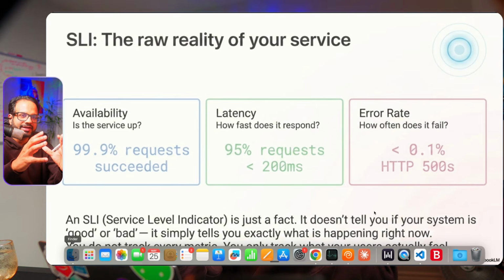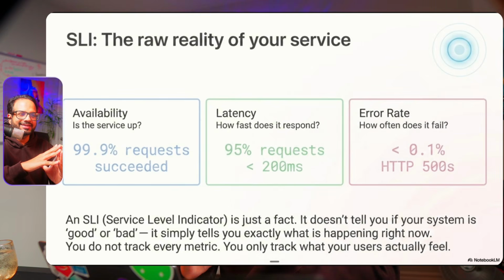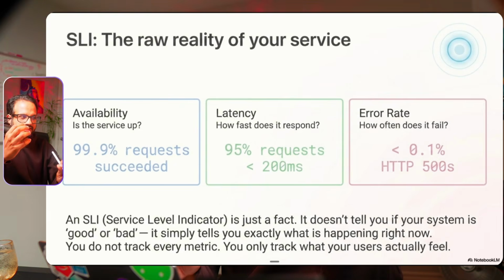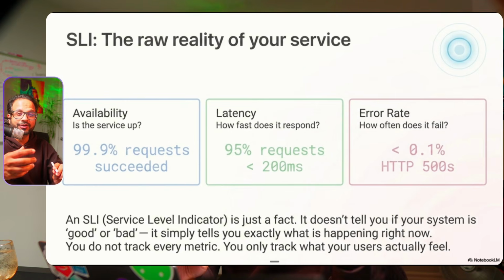So you have the data, and based on that, you are providing the service level indicator. Okay, so currently we have 99.9% of requests getting succeeded, 95% of requests have 200 millisecond latency, and only 0.1% of the requests are getting failed. So an SLI is a service level indicator, which is just a fact, right? What is currently there in your system right now. It doesn't tell you whether something is good or bad. It simply tells you exactly what is happening right now.